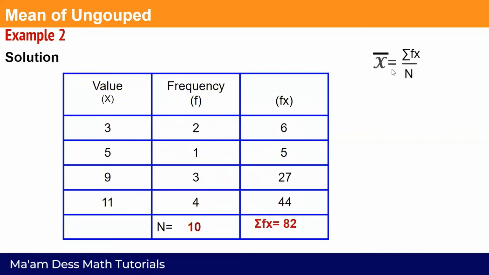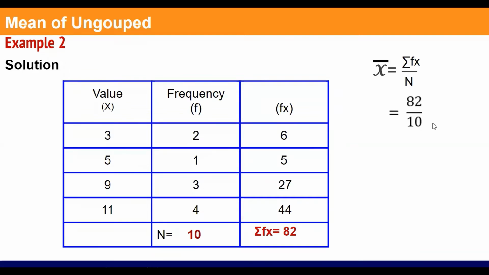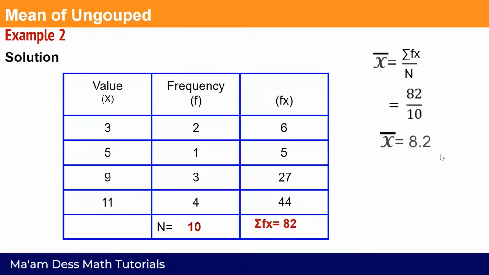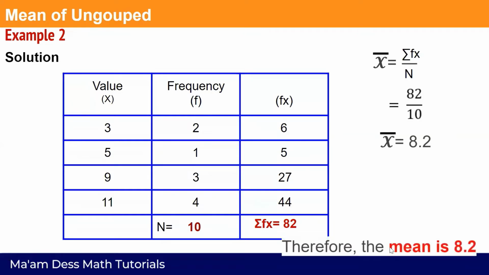Now, let us use the formula. Mean is equal to the summation of fx all over n. 82 divided by 10 is equal to 8.2. So, the mean is equal to 8.2. Therefore, the mean is 8.2.